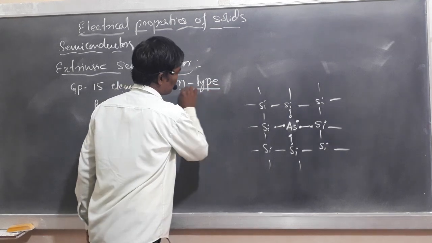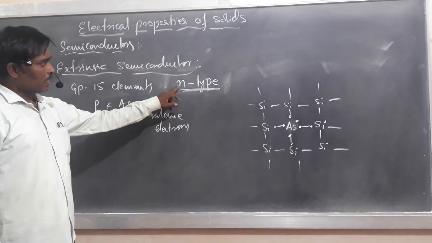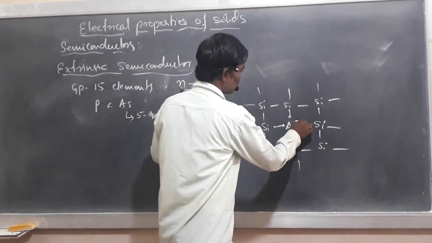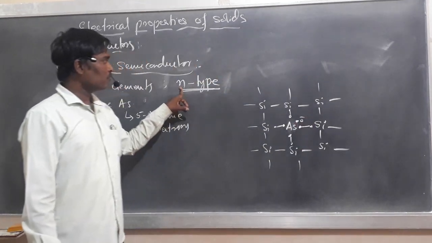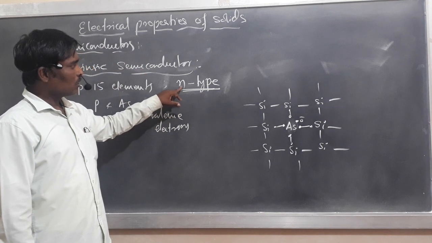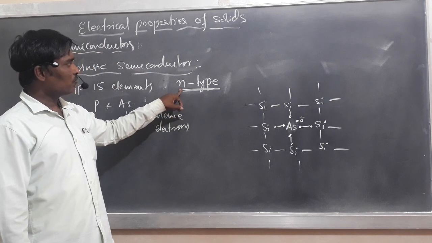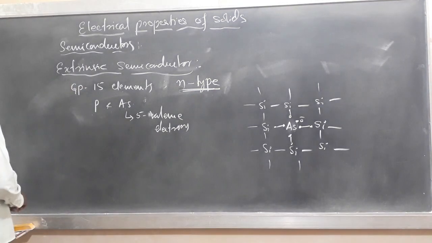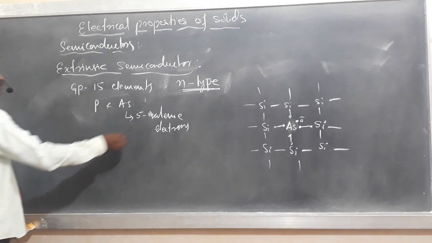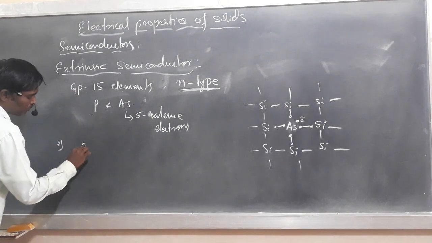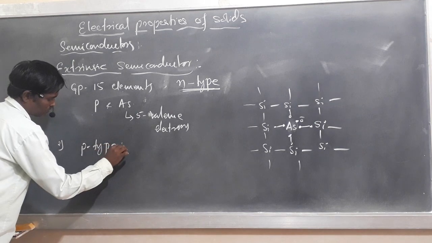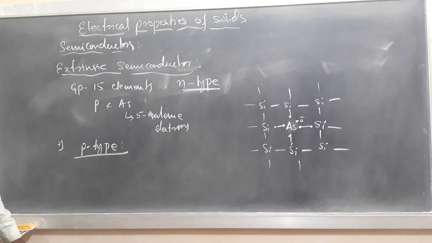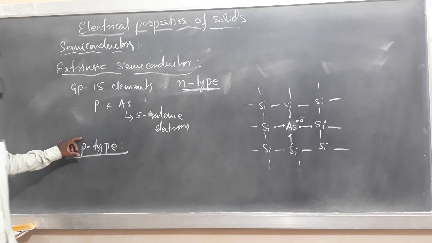N-type semiconductors. N stands for negative, because electrons are responsible for carrying the current. Electrons are negatively charged, therefore it is referred to as an N-type semiconductor. The second one is the P-type semiconductor, where P stands for positive.